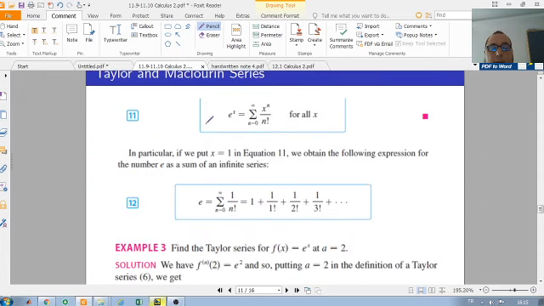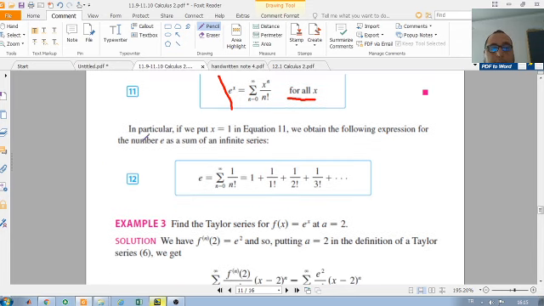Okay, and as a result, we can write the Maclaurin series of exponential x is equal to the sum of x to the power n over n factorial for all real numbers. In particular, if we put x equal to 1 in this equation, we obtain the following expression for the number e as a sum of an infinite series.